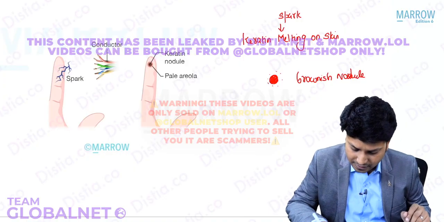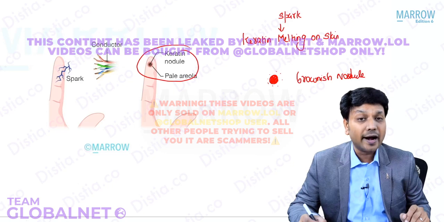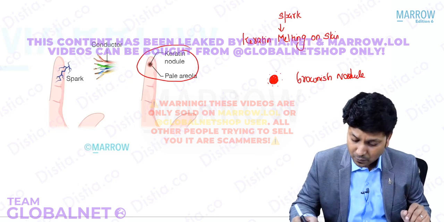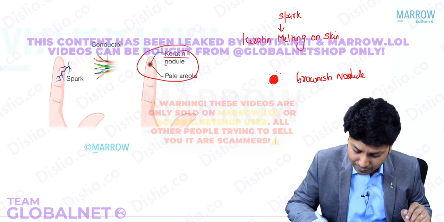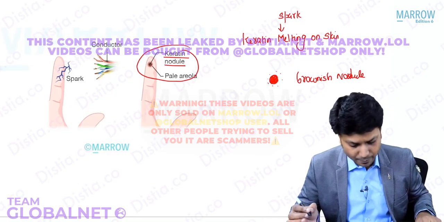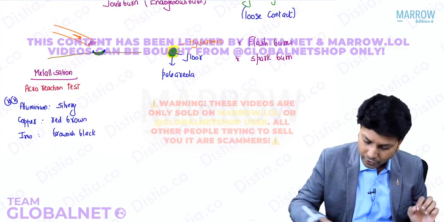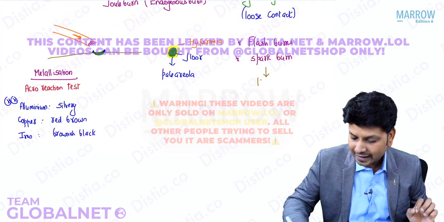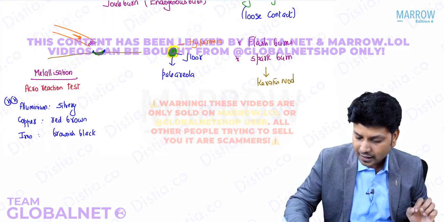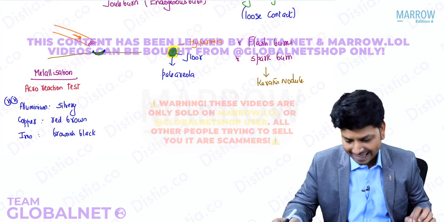You can see this is the brownish nodule with the pale areola, and this brownish nodule is basically nothing but the keratin nodule. So basically the spark burn produces keratin nodule. Fine. So that is highly important. It's elevated from the adjacent skin.